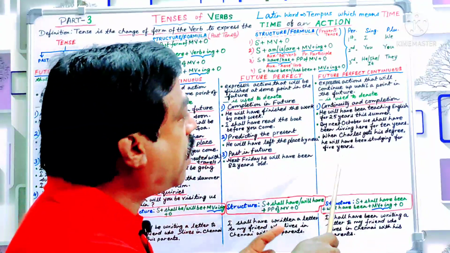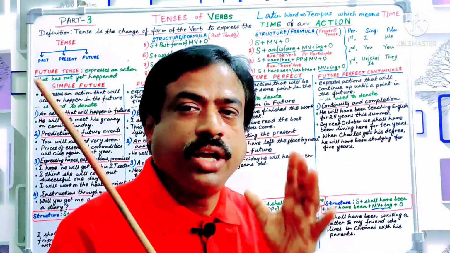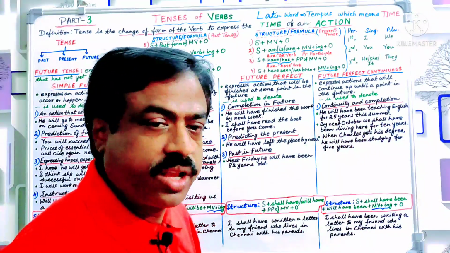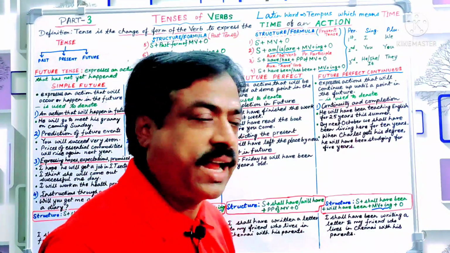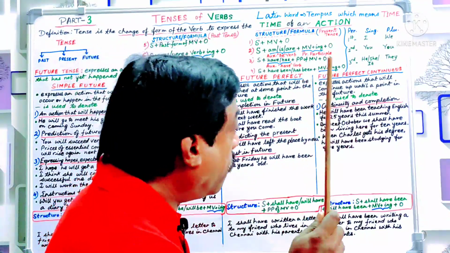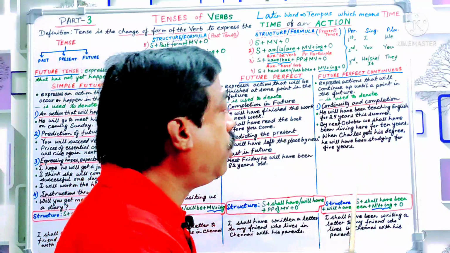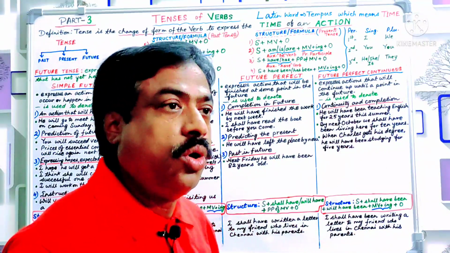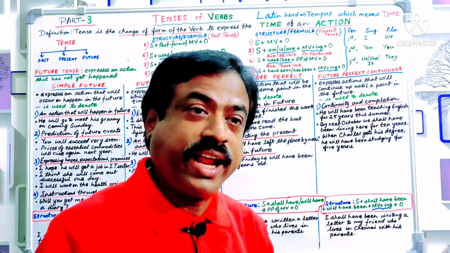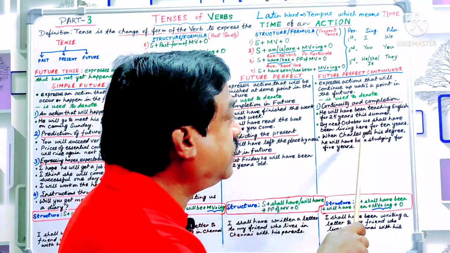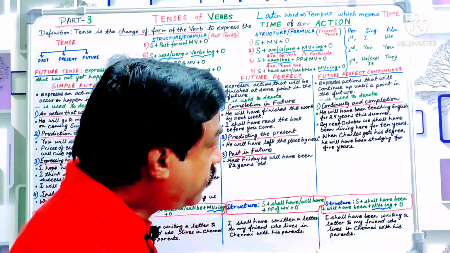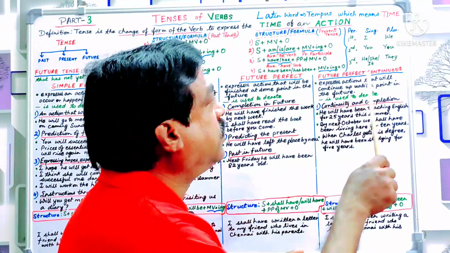Here, if you see 3 examples written here, it will be very clear. He will have been teaching English for 25 years this summer. So, when this summer comes, that means he will have been teaching English for 25 years. By next October, we shall have been living here for 10 years. So, when the month of October comes, we shall have been living here for 10 years. When Charles gets his degree, he will have been studying for 5 years. So, these are the sentences of future perfect continuous tense.